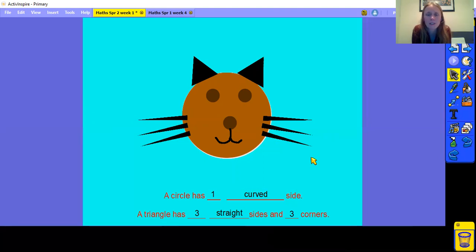Did you spot any triangles? You did? Where did you spot the triangles? You're right. The ears are triangles. 1, 2, 3 straight sides and 1, 2, 3 corners. Here's another one that's the same. That's a triangle too. Did you spot any more triangles? Oh, these were tricky ones, but here we have some whiskers with 1, 2, 3 straight sides and 1, 2, 3 corners. So all of our cat's whiskers are triangles too. Well done if you spotted those. They were really tricky ones.